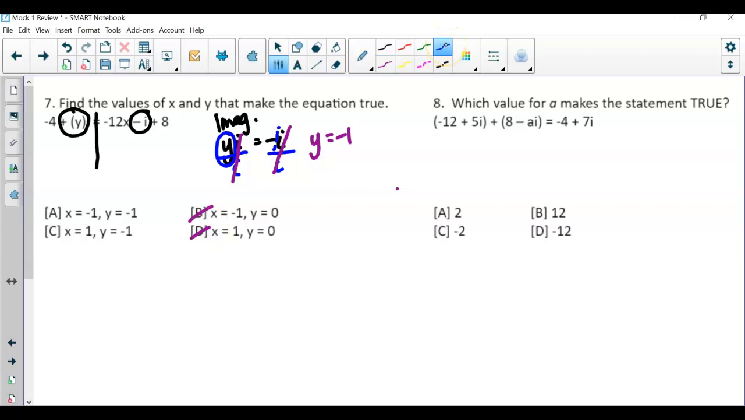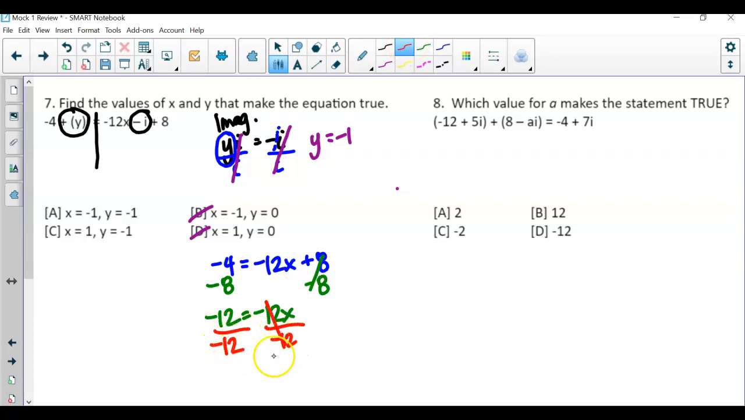Now I'm going to look at the real parts. On the left side we have negative 4 is equal to negative 12x plus 8. Now we're just solving a two-step equation for x. Subtract the 8 from both sides. Negative 12 is equal to negative 12x. We're still solving for x, but it's being multiplied by negative 12, so now we need to divide by negative 12. Two negatives make a positive, so positive 1. That's why the answer here is C.